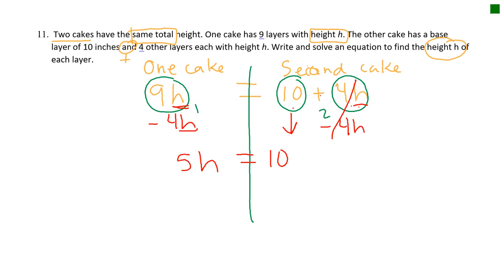Okay, now I have one term on this side, one term on the other side. They're not the same because this one has h. That means I have to get rid of this number right here next to h. 5h means 5 times h. So you're gonna have to do the opposite, which is dividing by 5. Okay, this cancels out, h is by itself, so h equals 10 divided by 5, which gives me 2.